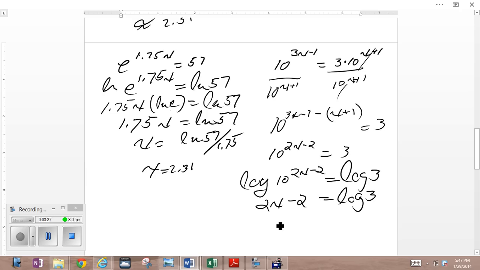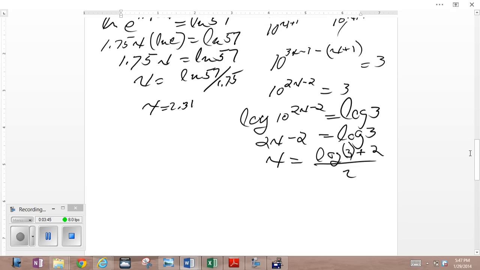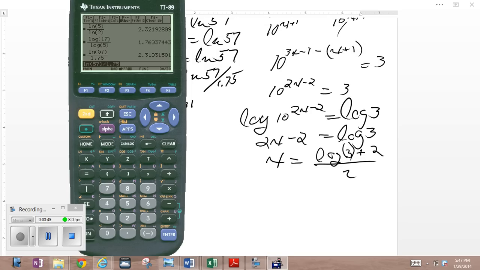Now, again, I could simply solve this for x. x equals the log of 3 plus 2, make sure you do that, over 2. And that's that. Again, I'm fine with leaving that as the answer. That's absolutely fine to leave that as the answer. You want a decimal value, go to your calculator.